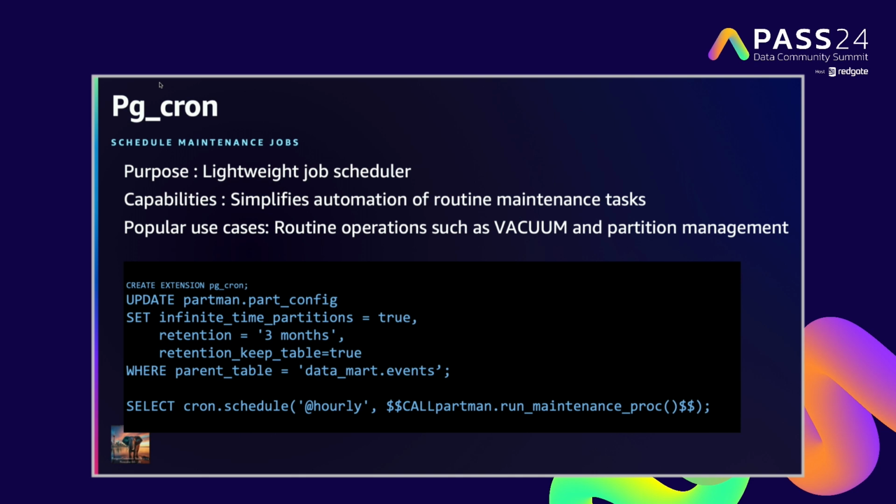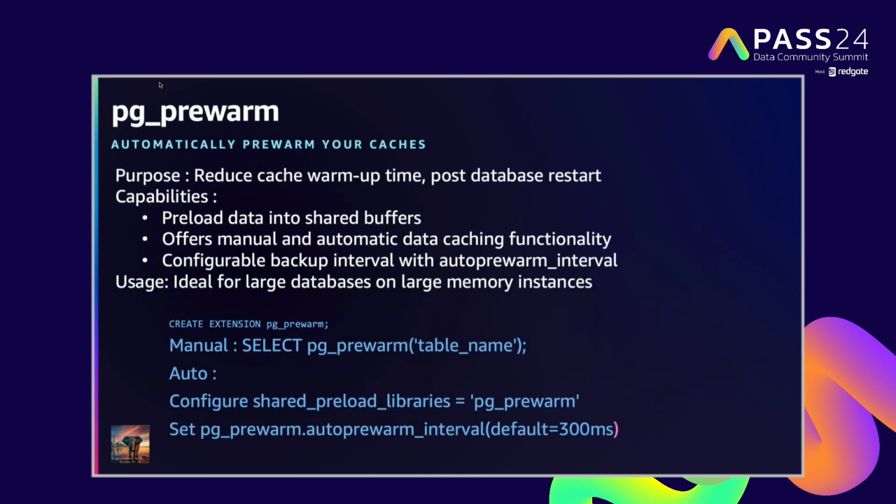Here you can see that I have this particular table. I'm defining the retention to be 3 months, and I do want to retain it, so I have retention keep table. Once we have this defined, we can use the pgcron extension to schedule that maintenance job to run hourly. You can go as granular as you like. So both of these come together to make the partitioning job easier.